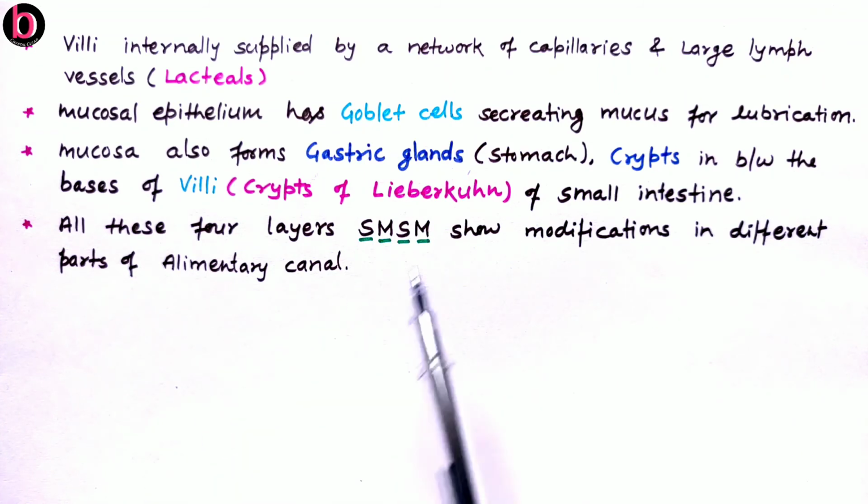So all these four layers, that is serosa, muscularis, submucosa, mucosa, the trick is SMSM. They show a number of modifications in different parts of the alimentary canal. As we discussed, serosa is absent in case of the esophagus region. In case of the stomach, there is an additional muscular layer. In case of the stomach as well as the small intestine and large intestine, mucosa is folded to form a number of projections. So all this information is very important.